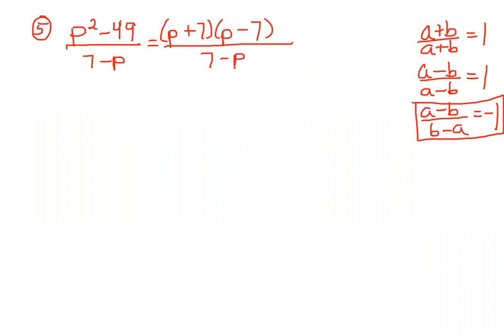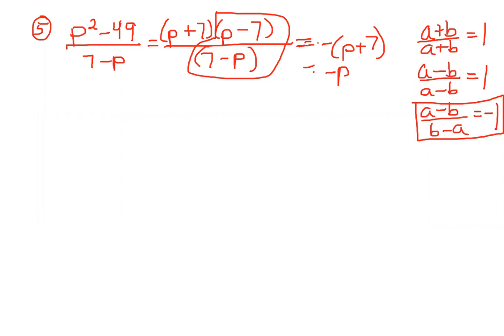So there's a couple things that you can do. You can look at this and say p minus 7 over 7 minus p equals negative 1. So this equals negative p plus 7, or negative p minus 7 if we distribute that. But I like to do this instead, and whichever one of these makes the most sense to you, okay? If I have this, p plus 7 times p minus 7 over 7 minus p, okay?